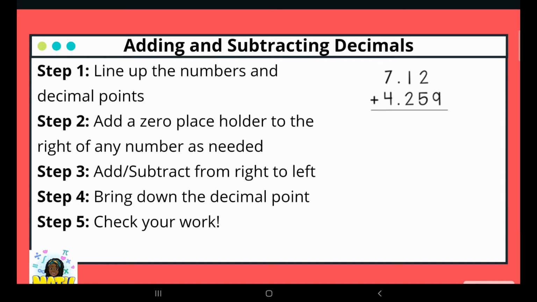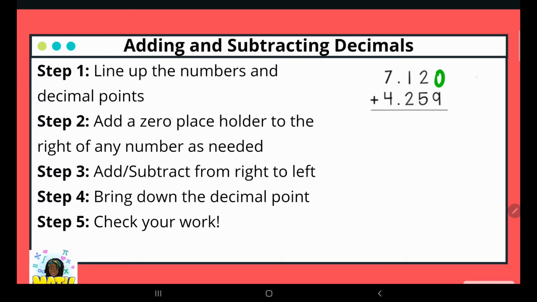Whenever you are adding or subtracting decimals, you want to line up your decimal point. If you notice here, the two points are carefully lined up so that the other digits are lined up along the corresponding digit as well. Now here we have an open spot because we have 2 digits in the decimal here and 3 here, so we can go ahead and insert a 0 as a placeholder.